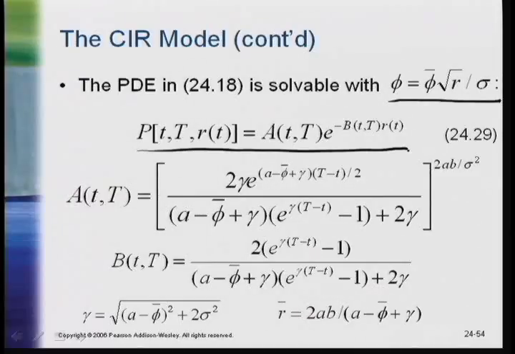And there's also a new parameter, gamma, which is not actually part of the stochastic process. This is just a notational device where you can see gamma is defined as a square root of an expression involving parameters from the process as well as the Sharpe ratio.